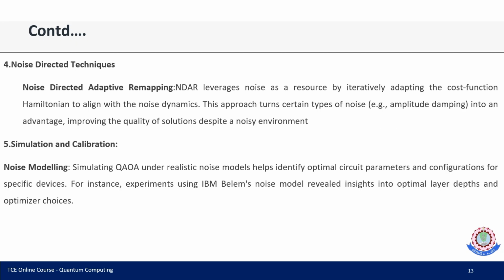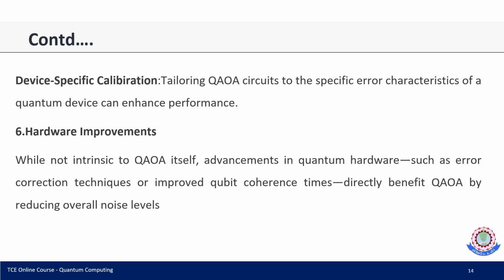The fourth one is noise-directed techniques. In NDAR, noise is used as a resource by iteratively adapting the cost function Hamiltonian to align with the noise dynamics. This approach turns certain types of noise into an advantage, improving the quality of the solution in the noisy environment. Next is simulation and calibration. Here we identify optimal circuit parameters and configuration for a specific device. For example, on IBM devices, a realistic noise model gives insights into the optimal layer depths and optimizer choices.